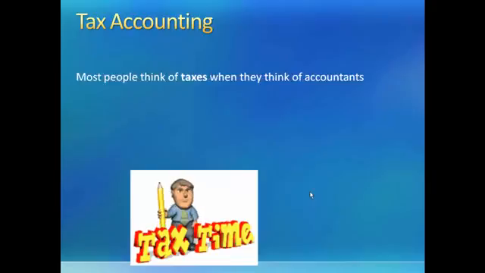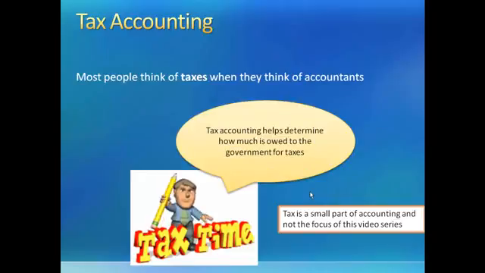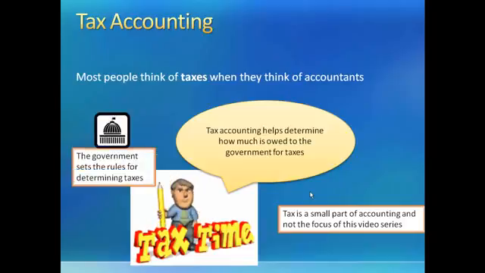When most people think of accounting, they think of tax. When it's tax time, you think about going to see your CPA or your certified public accountant. In reality, tax is a small part of accounting and is not going to be the focus of this video series, but there are a couple of things that are important to note about tax accounting. The first is that tax accounting helps determine how much is owed to the government for taxes. So the decision that's supported by tax accounting is determining the amount of taxes owed. There are rules for tax accounting, and these rules are determined by the government.